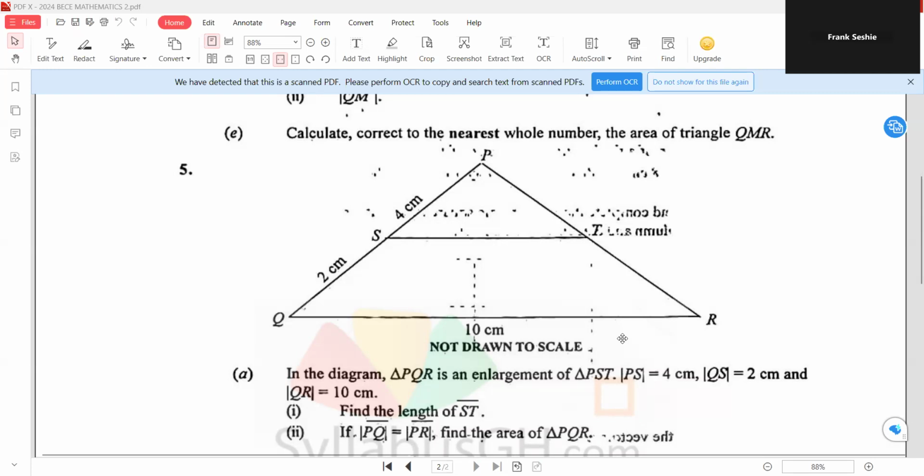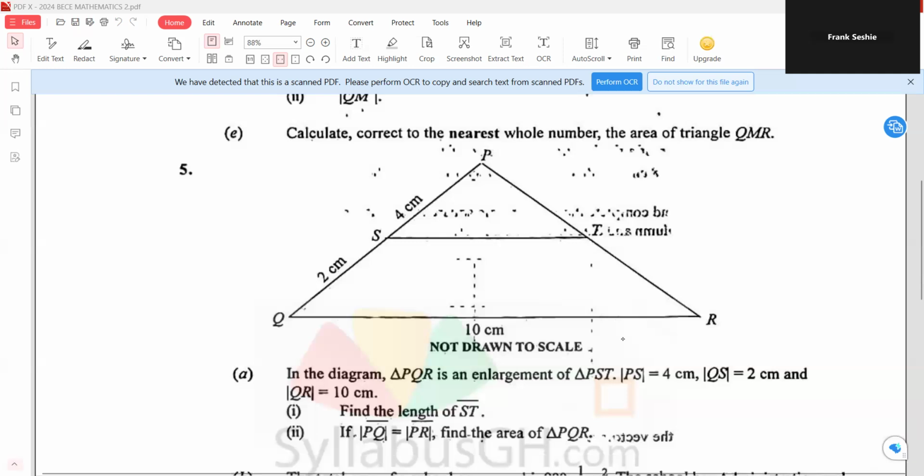Section B, question 5. The diagram PQR is an enlargement of PST. PS is 4, QS is 2, and QR is 10. Find the length of ST. Okay, so in that regard, we will draw our triangles so we can get that clear.